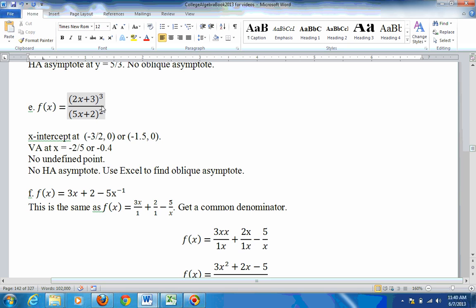And when that happens, that there's no horizontal asymptote, there could be an oblique asymptote if the power of the numerator is 1 bigger than the power of the denominator. That happened on this one. Now, what would be the oblique asymptote?